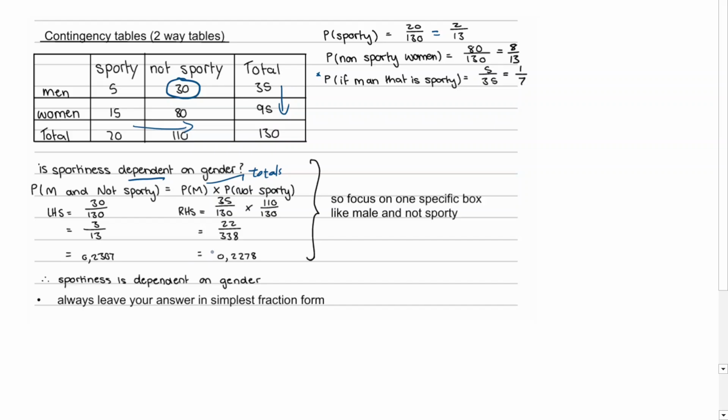Therefore, the independence formula has not worked out. Therefore, it is dependent. Sportiness is dependent on gender because these two sides of the equation did not equal each other. And so I hope that idea of independence and dependence as it pertains to a two-way contingency table makes sense to you.